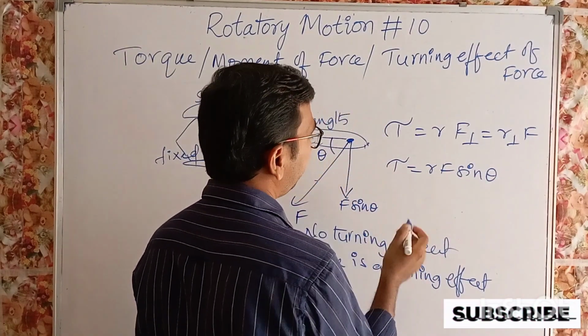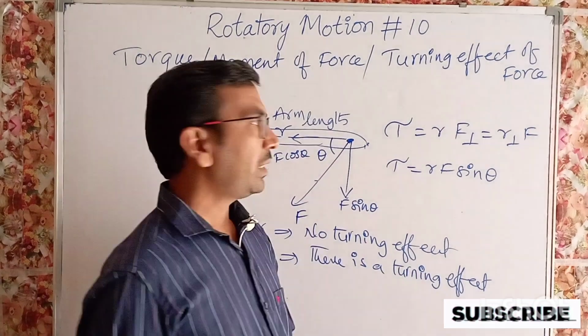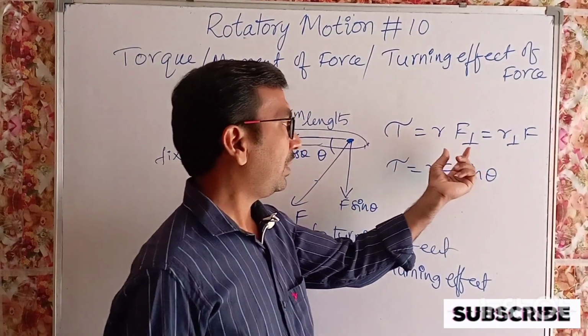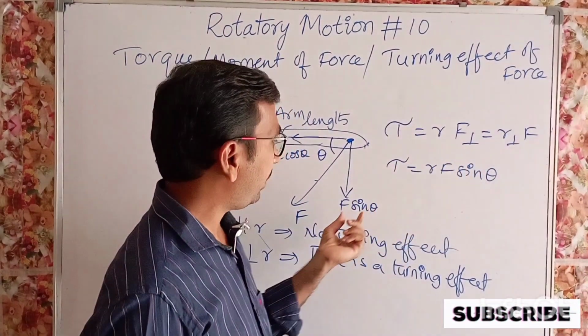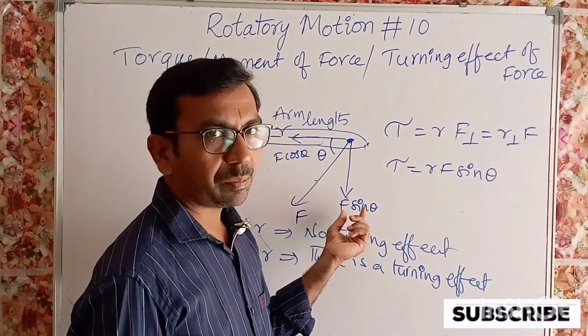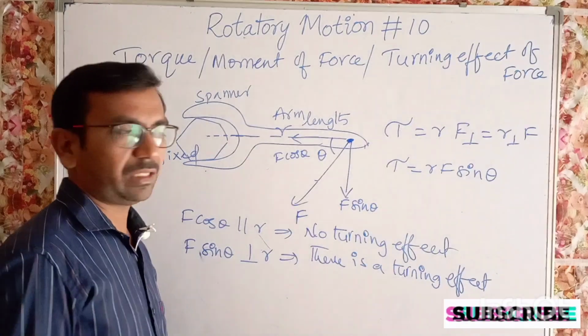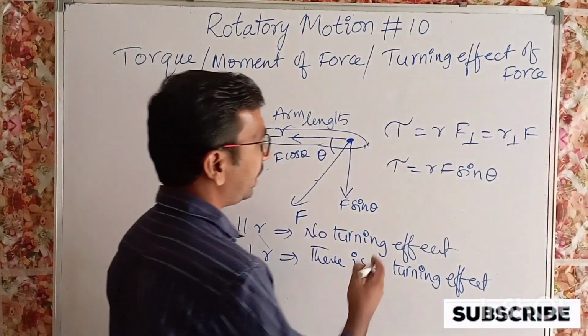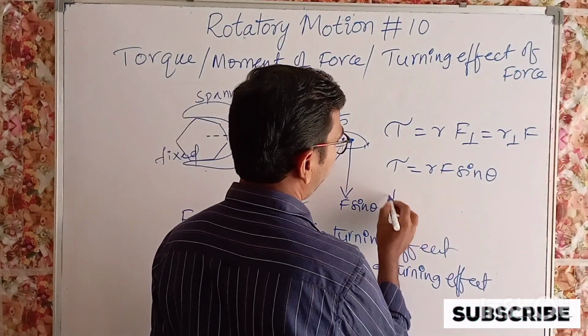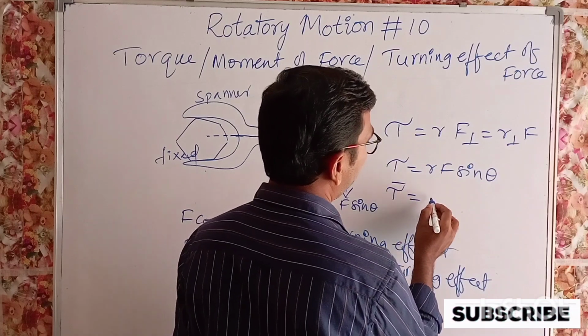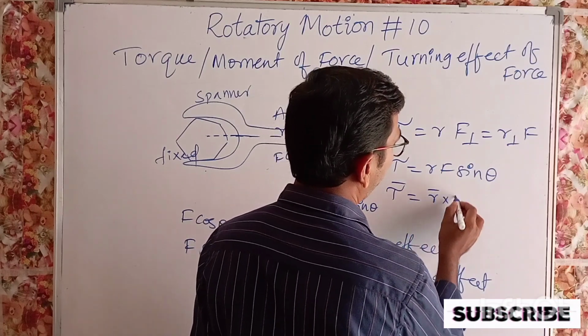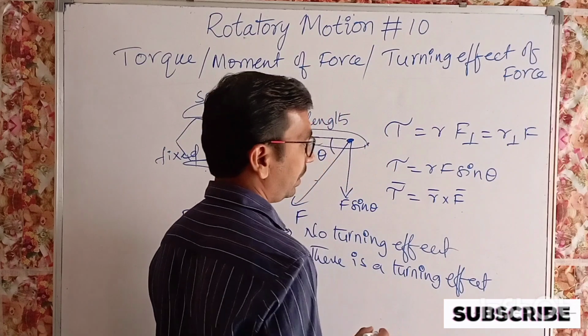In vector form, torque is R into F perpendicular. Here F perpendicular means the component of force F sin theta alone participates in the turning effect. So the vector form of torque is tau bar equal to R bar cross F bar.